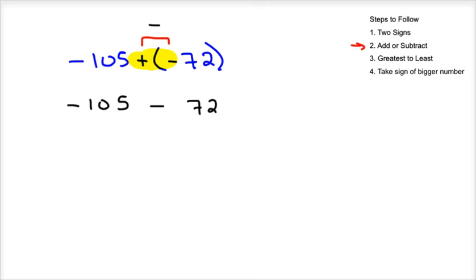Do I add or subtract these? Well, this is negative 105. This is negative 72. Do they have the same sign or opposite signs? They have the same sign, so I'm going to add these two numbers.